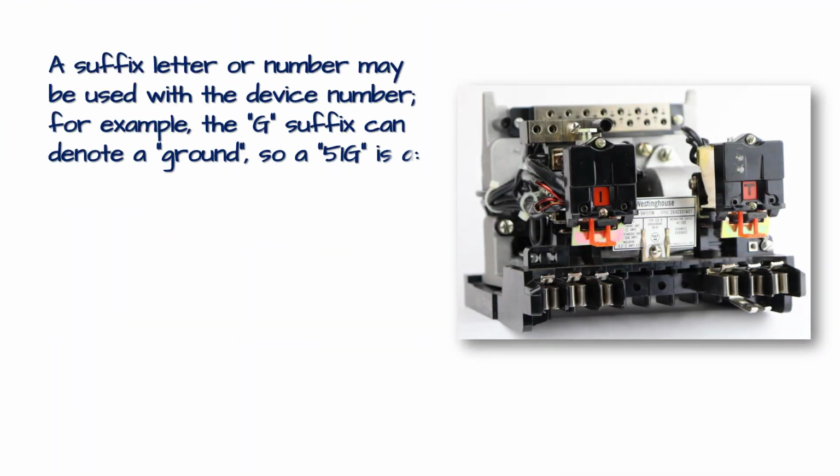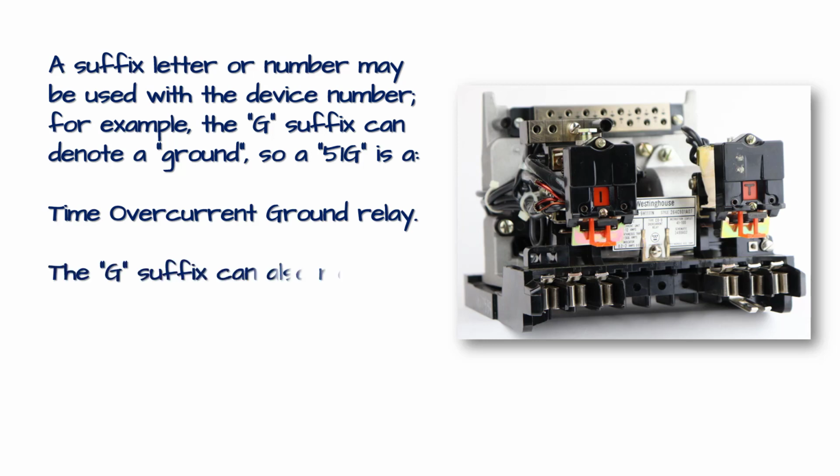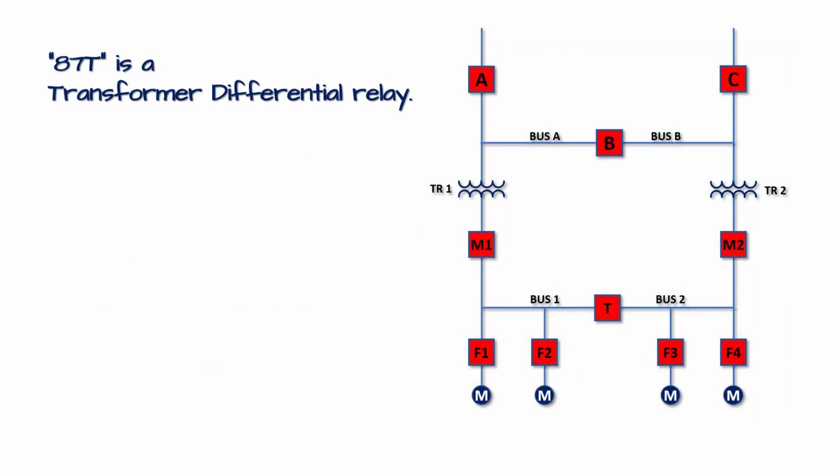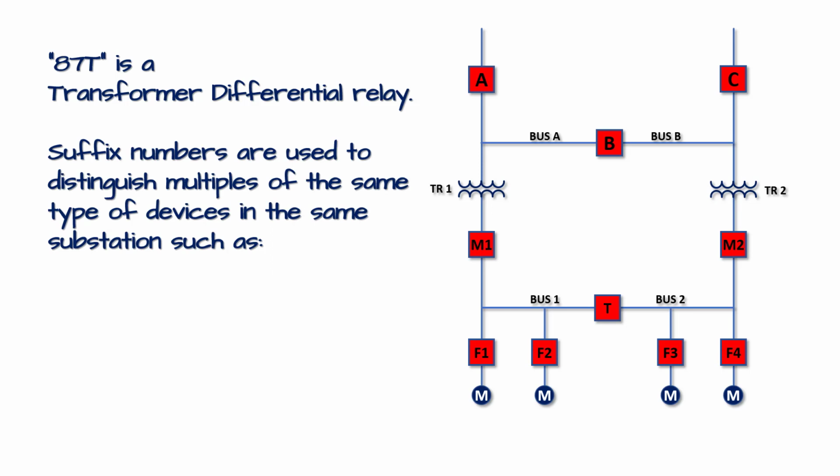A suffix letter or number may be used with the device number. For example, the G suffix can denote a ground, so a 51G would be a timed overcurrent ground relay, like the one you see here. Now the G can also be used to stand for generator, so an 87G is a generator differential relay. An 87T is a transformer differential relay. Suffix numbers are used to distinguish multiples of the same type of device in the same substation, such as the 87T1. Well, break it down.